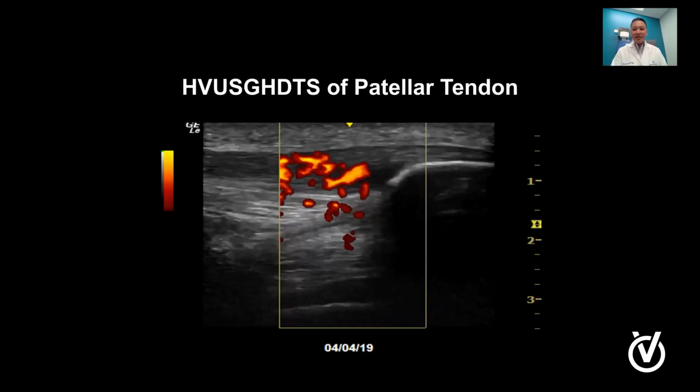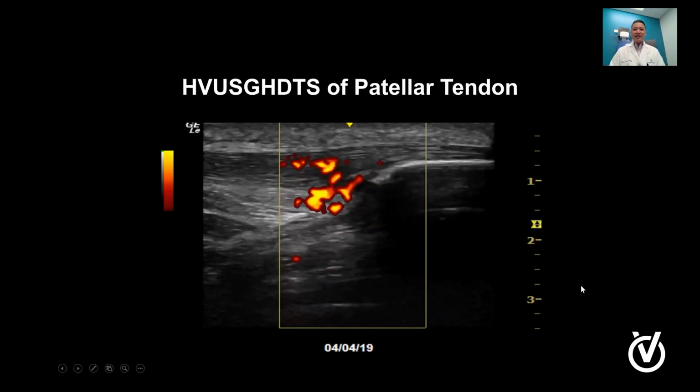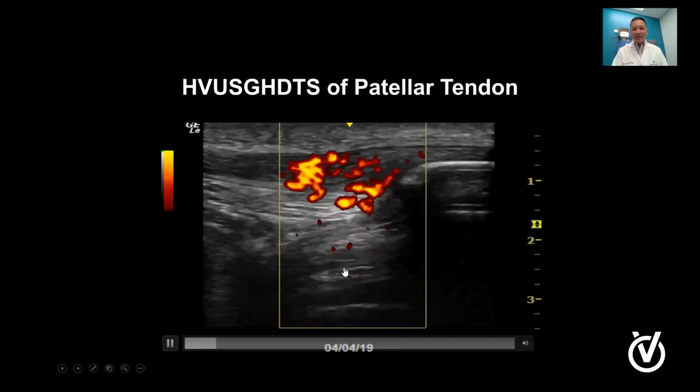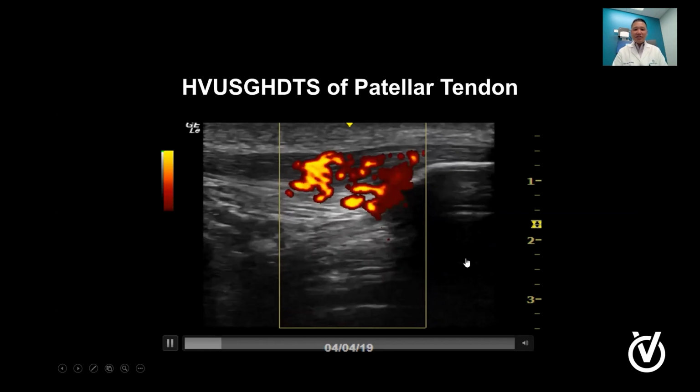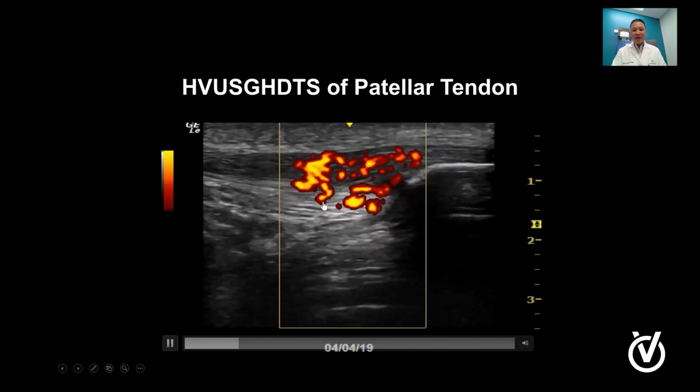So what we have here on the right side, this bright white line here, is the patella, the kneecap, and this stringy tendon on top is the patellar tendon. And using Doppler signal, you can see all this red signal. These are the blood vessels going into that tendon from the fat pad below.